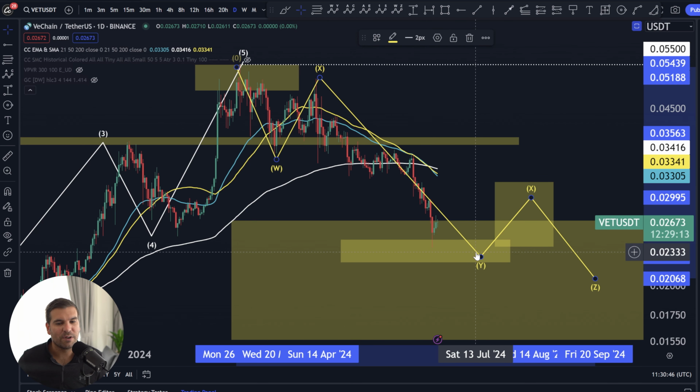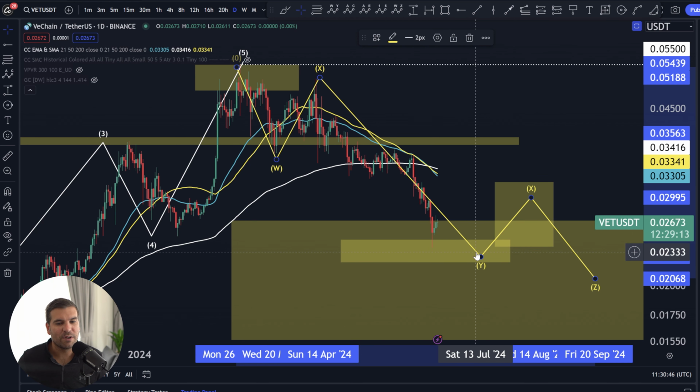Now, I do expect the 50 EMA, the 50 SMA to be resistance for Vechain, right? So as we start to see a little bit of recovery, I'm going to be expecting the 50 EMA, the 50 SMA to be a bit of resistance for the VET token to try to rally past. At the moment, we are currently sat at 3.305 on the EMA and 3.341 on the SMA, with the 200-day EMA sat at 34.15. All of these are going to be big resistance areas for Vechain's price action.